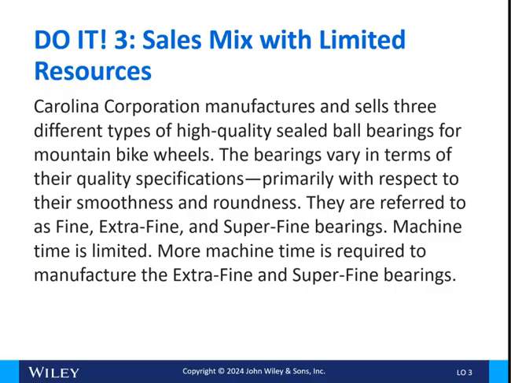Let's go through another example. Carolina Corporation manufactures and sells 3 different types of high-quality sealed ball bearings for mountain bike wheels. The bearings vary in terms of their quality specifications, primarily with respect to their smoothness and roundness. They are referred to as fine, extra fine, and superfine bearings. Machine time is limited. More machine time is required to manufacture the extra fine and superfine bearings.